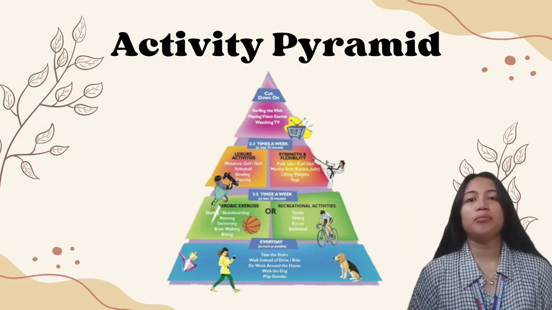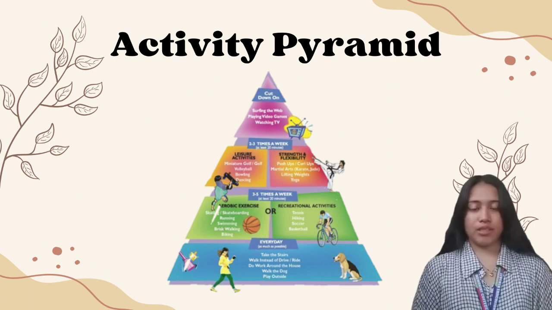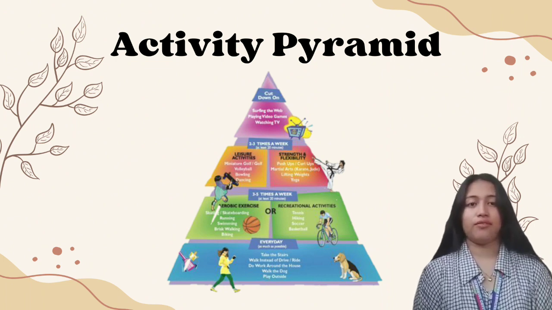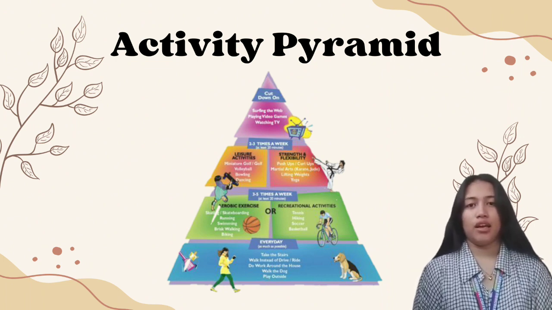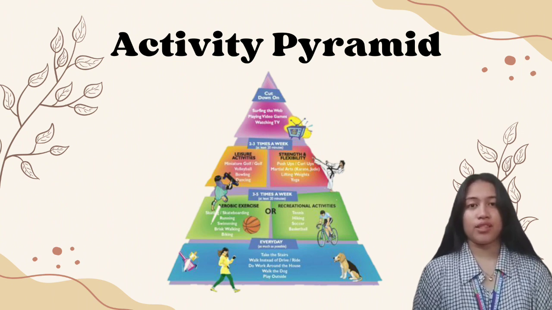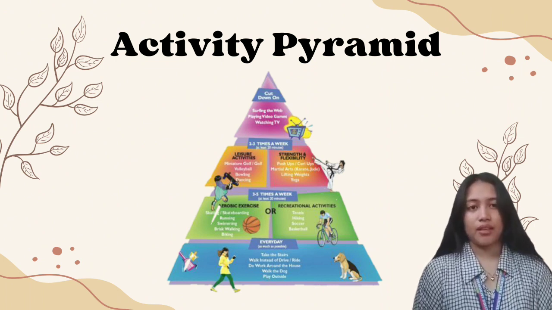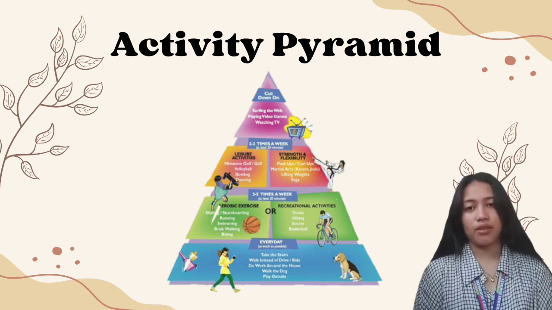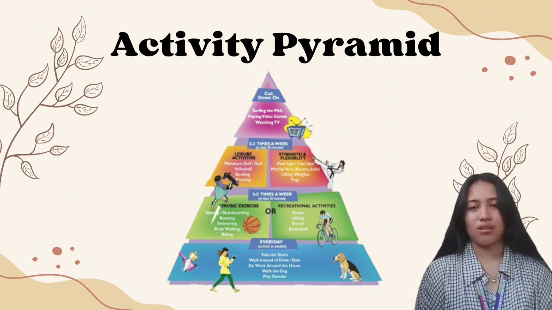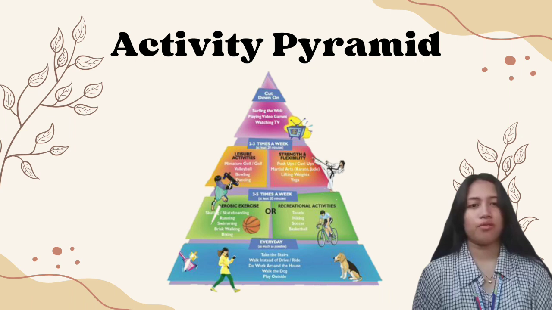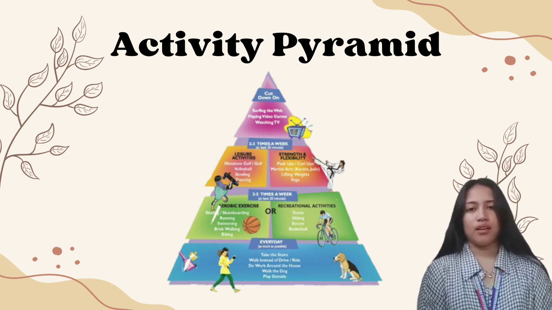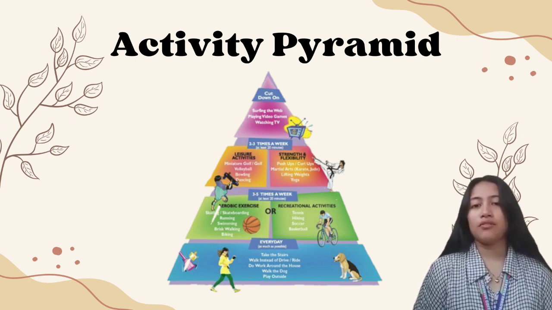The activity pyramid is a guide that helps individuals plan out their physical activity based on different levels of benefits and risks. It provides a framework for incorporating various types of activities into a balanced and healthy lifestyle. The pyramid typically consists of different tiers or steps, each representing a different level of activity. The activity pyramid includes the following levels.